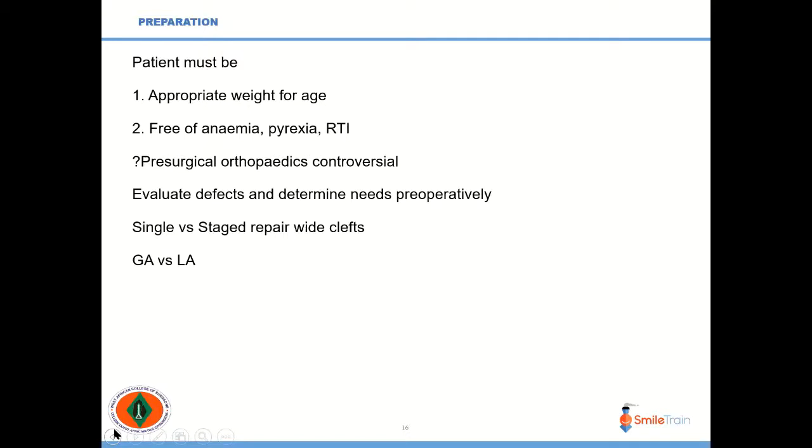If it's very, very wide, consider doing a staged repair, but then there are other things you could do to help. Do you do general anesthesia or local anesthesia? Local anesthesia is all right for adults and much older children, especially when you're dealing with lip alone and the microform parts.